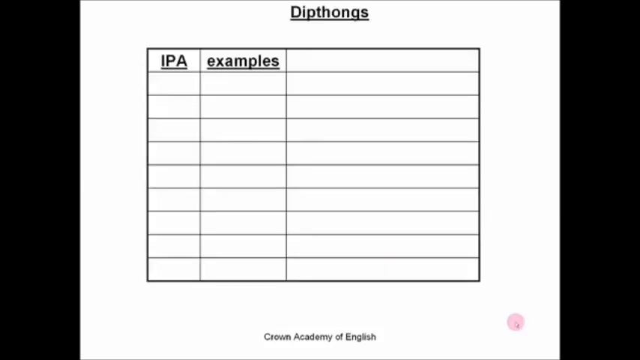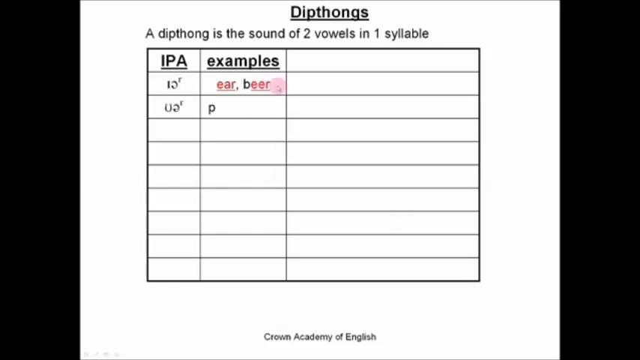Diphthongs. A diphthong is the sound of two vowels in one syllable. Ear. Ear. Beer. Ur. Pure. Tourist.